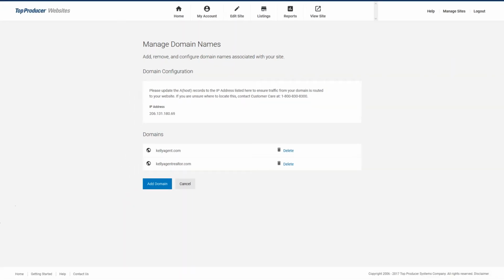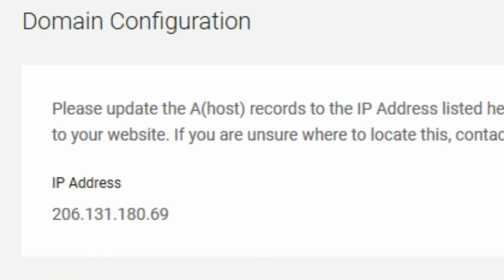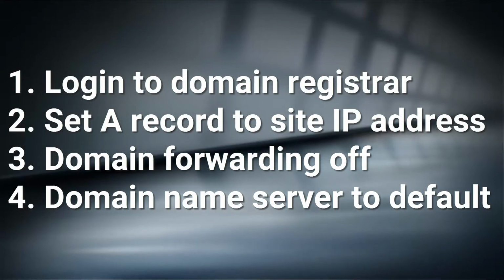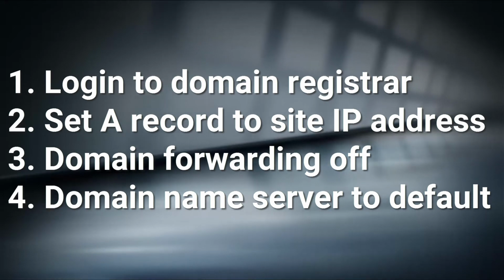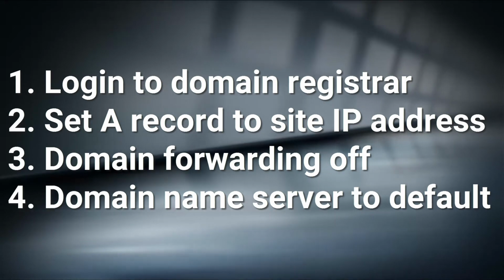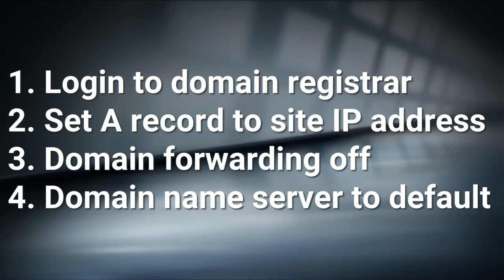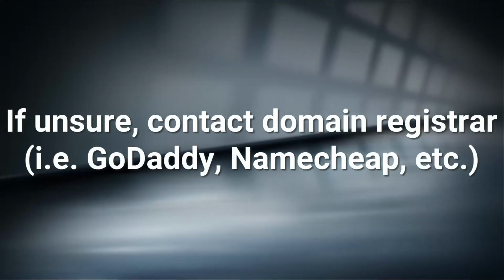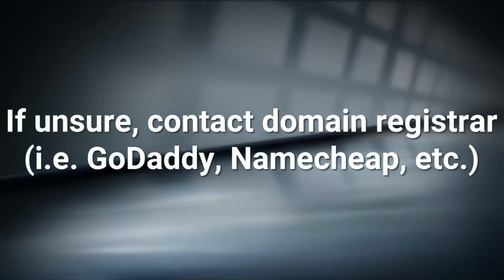If you purchase your domain through another registrar, there is an additional step that must be performed to link your domain to your website. You will need to set the A record for your domain to the IP address for your site. In the domain configuration section, locate and make note of the IP address for your site. You will need to log into your registrar's domain administration website and update your domain's A record to the IP address for your site. Make sure that domain forwarding is off and that the domain name server is set to your registrar's default. If you are unsure how to change the settings of your domain, contact your domain registrar.